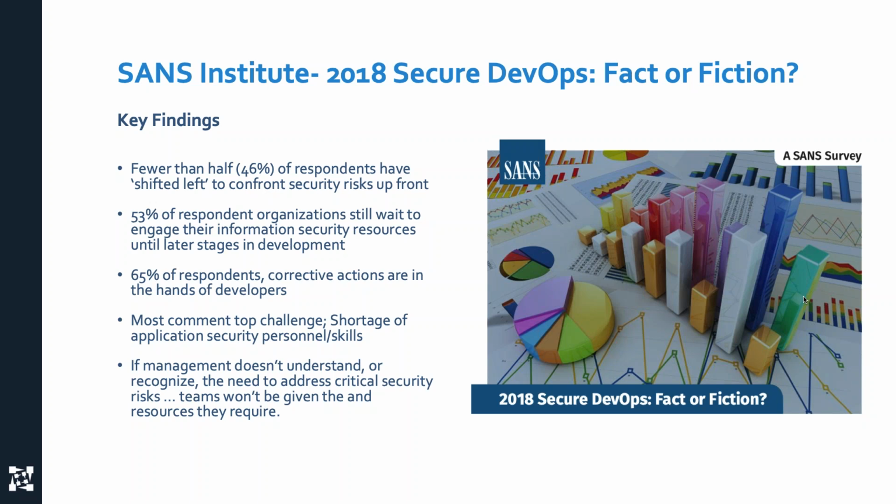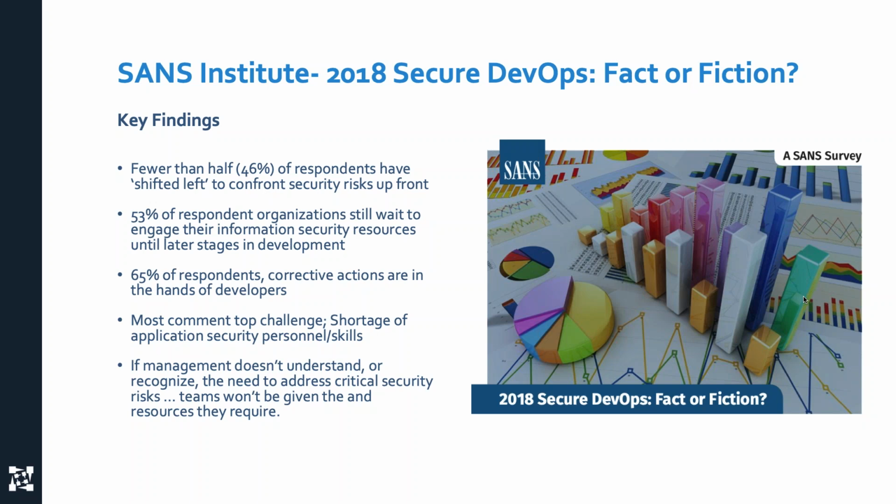However, 65% of respondents said that the corrective actions are in the hands of the developers, meaning your resolution to the problem is right at the beginning, but you're identifying the problem right at the end. And the most common top challenge within the report was the shortage of application security personnel and skills. So this is re-emphasizing the point that we made at the beginning of the webinar today, which is you really have to approach security at the beginning.